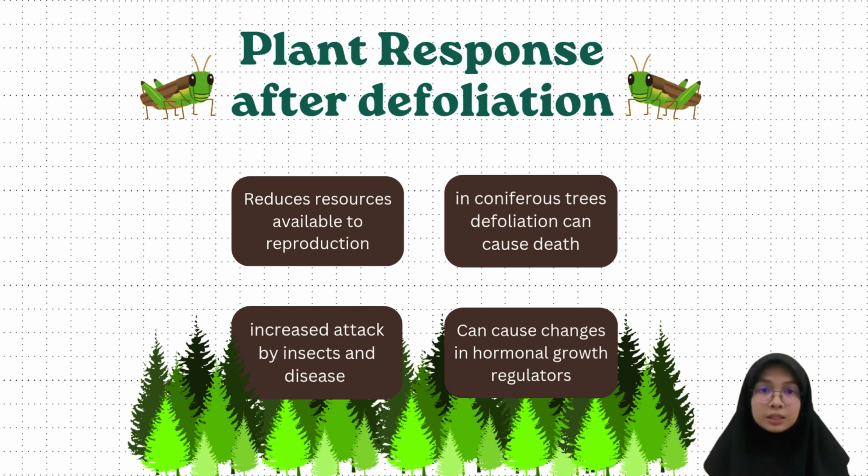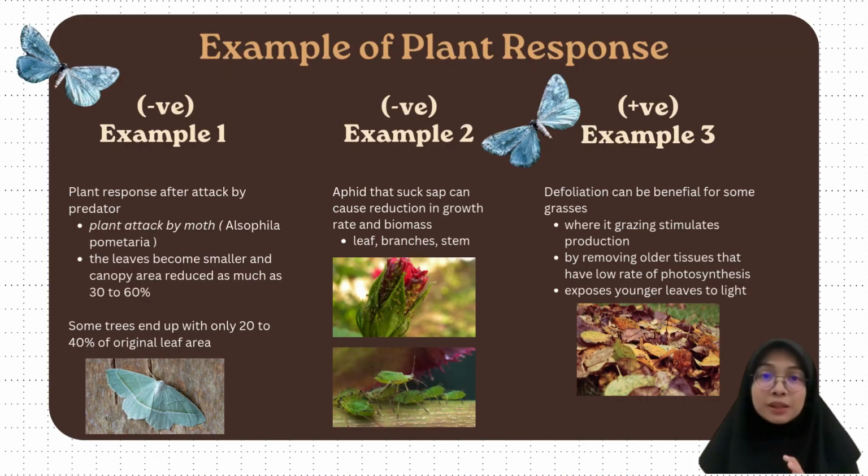So, the third response is increased attack by insects and disease, and the last response is that defoliation can cause changes in hormonal growth regulators, hormones like auxin, cytokinin, and gibberellin. The plant response consists of two types, which are positive response and negative response.